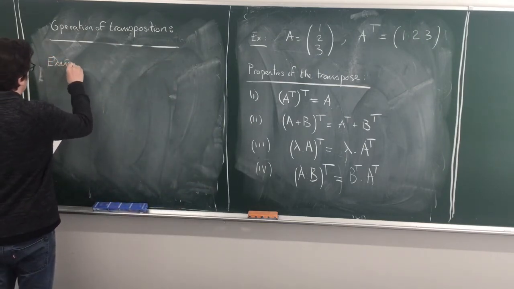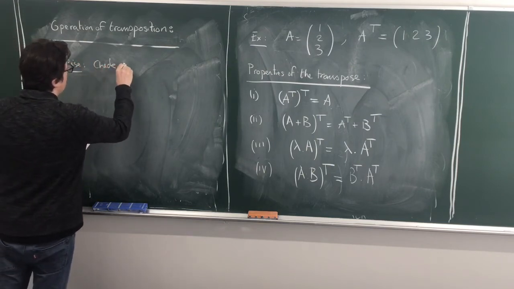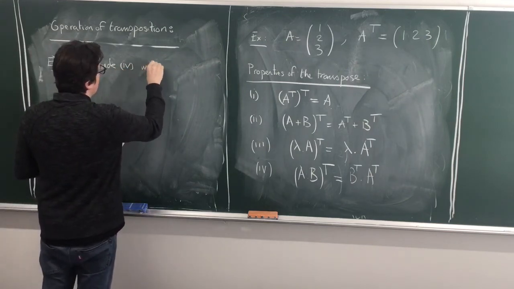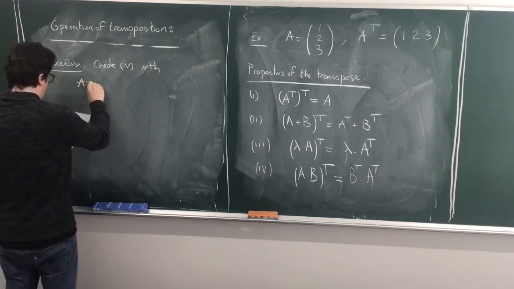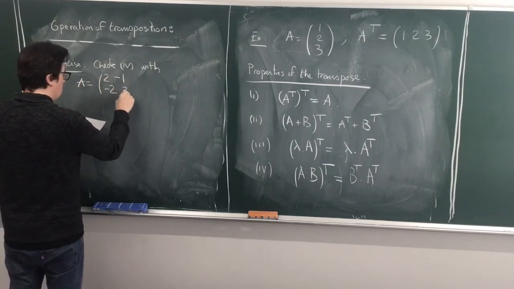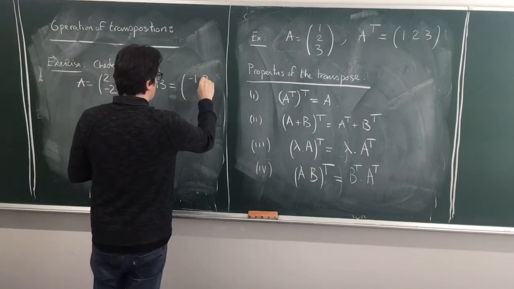Exercise. You can check condition 4 with A equal (2, minus 1; minus 2, 3), and B equal to (minus 1, 3; 4, 1).